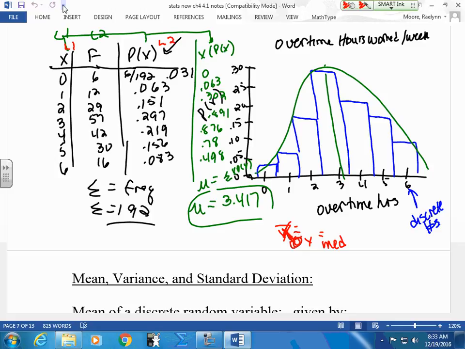Still missing my calculator, guys. Nobody had my calculator. Still missing my calculator.